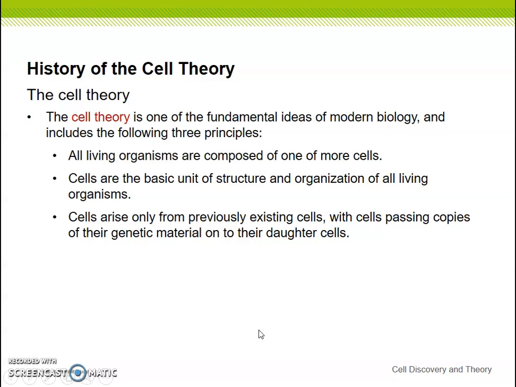There are 3 parts of the cell theory. It is one fundamental idea of modern biology, and it includes three main points. All living things are made of cells, whether that is one single cell or more than one cell. Cells are the basic unit of structure and organization of all living organisms. That means if it's not made of cells, it's not truly alive. And cells arise from previously existing cells.